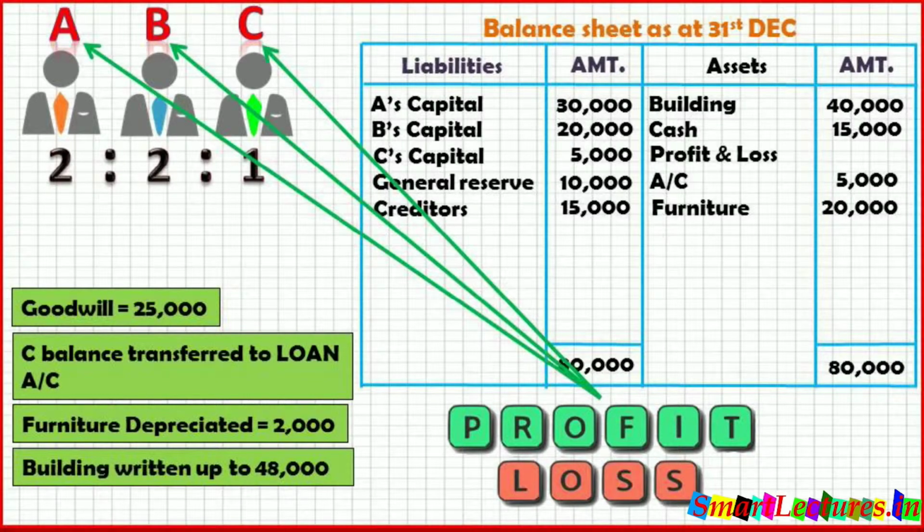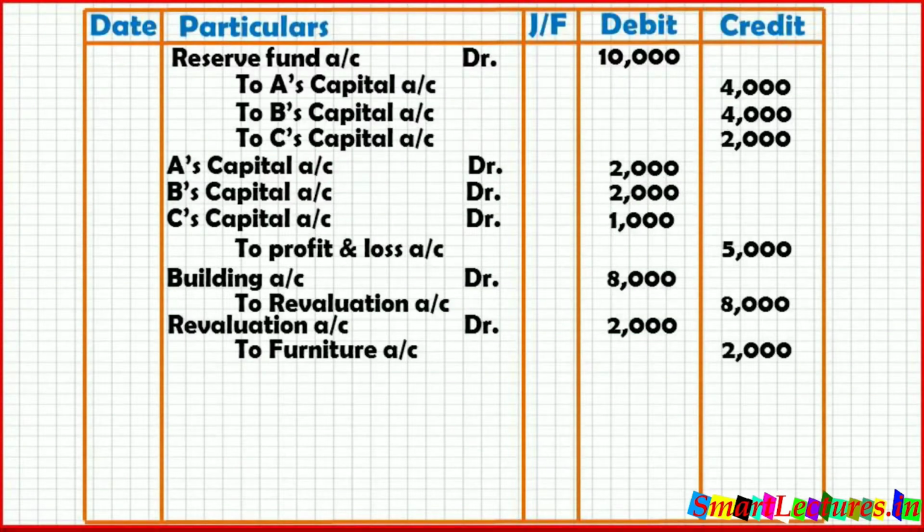But at present we can't calculate the value of loss or profit. So we can leave the space for one journal entry for the loss or profit on revaluation account.